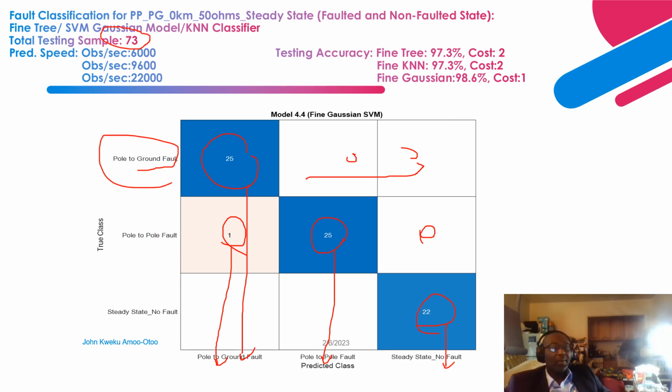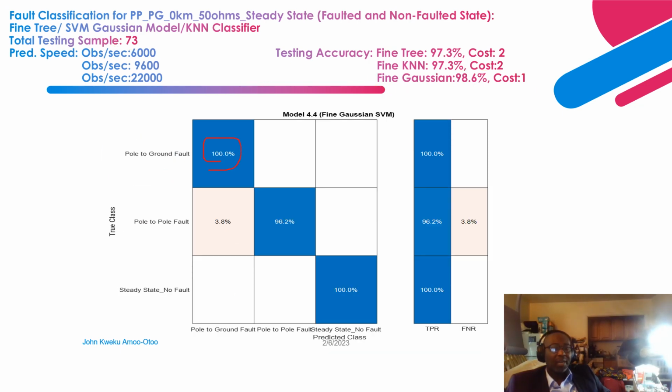Like I indicated, you have to look at, as you can see over here, fine Gaussian, though it says the prediction speed is high, but the caveat is the training time, it's too long. It takes too long a time to train the data, and that's cost. Percentage wise, 100% pole to ground fault classified accurately, then 0, 0, and pole to pole fault 3.8, and between pole to pole and pole to pole is 96.2. Then steady state no fault is 100%.